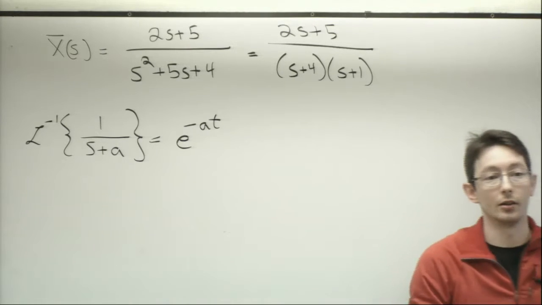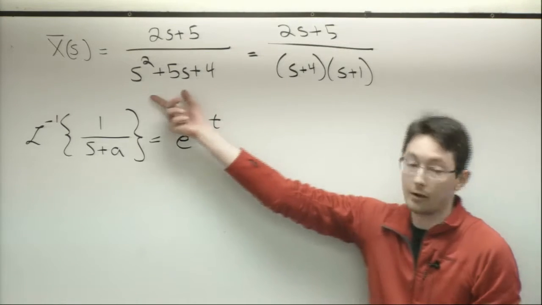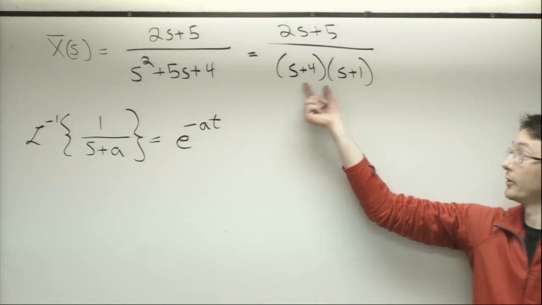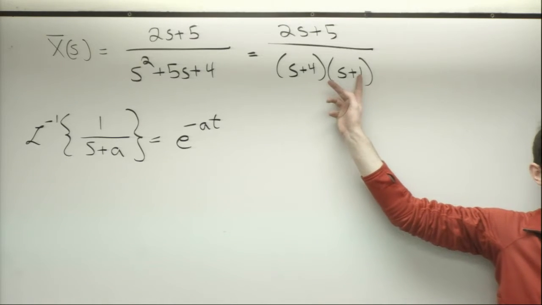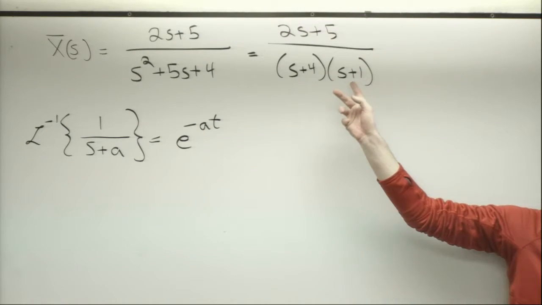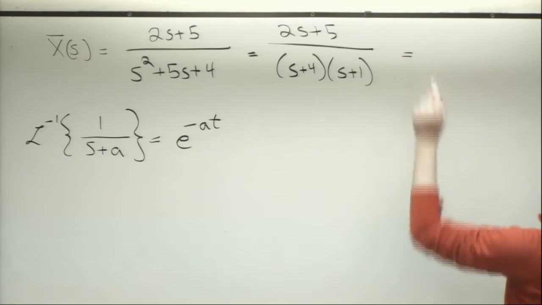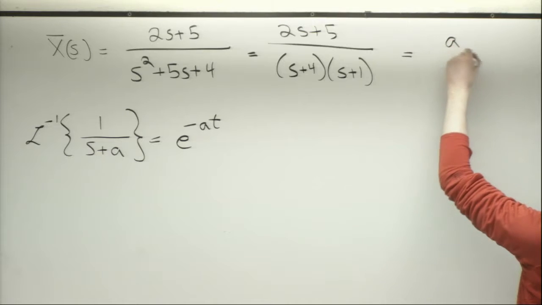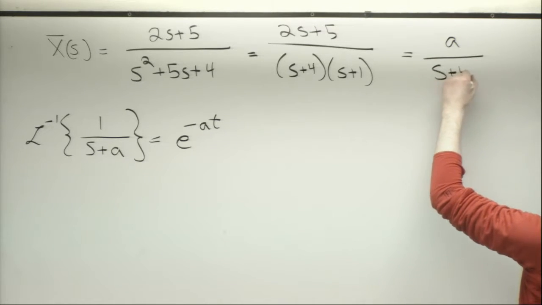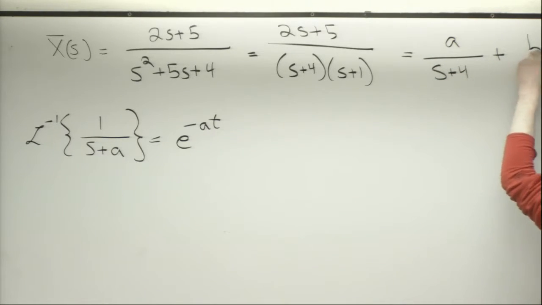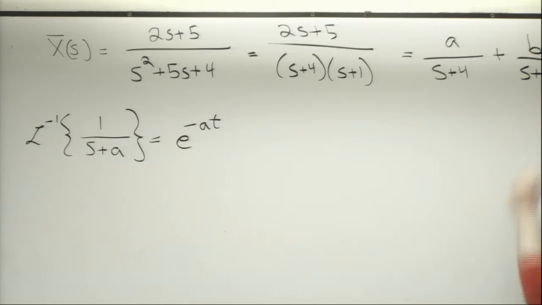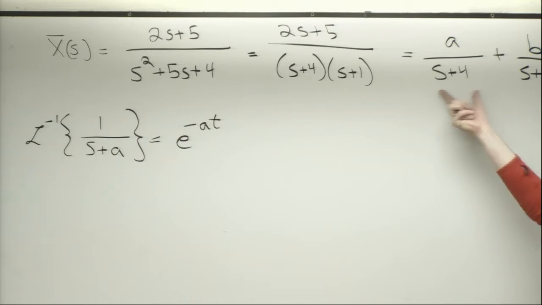Now, this is starting to look a lot like how we solve ODEs, right? We're taking our characteristic polynomial. We're factoring it into monomials. Each of these are my eigenvalues. Minus 4 and minus 1 are my lambdas. And what we're going to say is I want to write this as some constant a divided by s plus 4 plus some other constant b divided by s plus 1. And I want to find what is a and what is b, because I know how to inverse Laplace transform each of these.